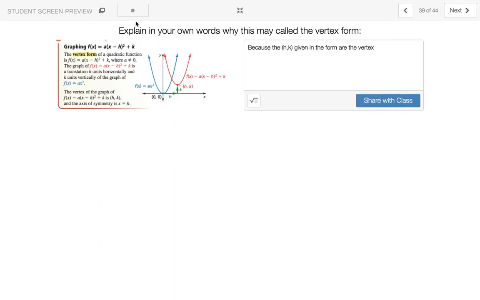Explain in your words why this form, where you see it, a(x minus h) squared plus k, is always called the vertex form. Why do you think that we call it the vertex form? I said because the h and the k in the form are actually the vertex, so it's very helpful. We don't always have it in the vertex form. We have to convert it to the vertex form.